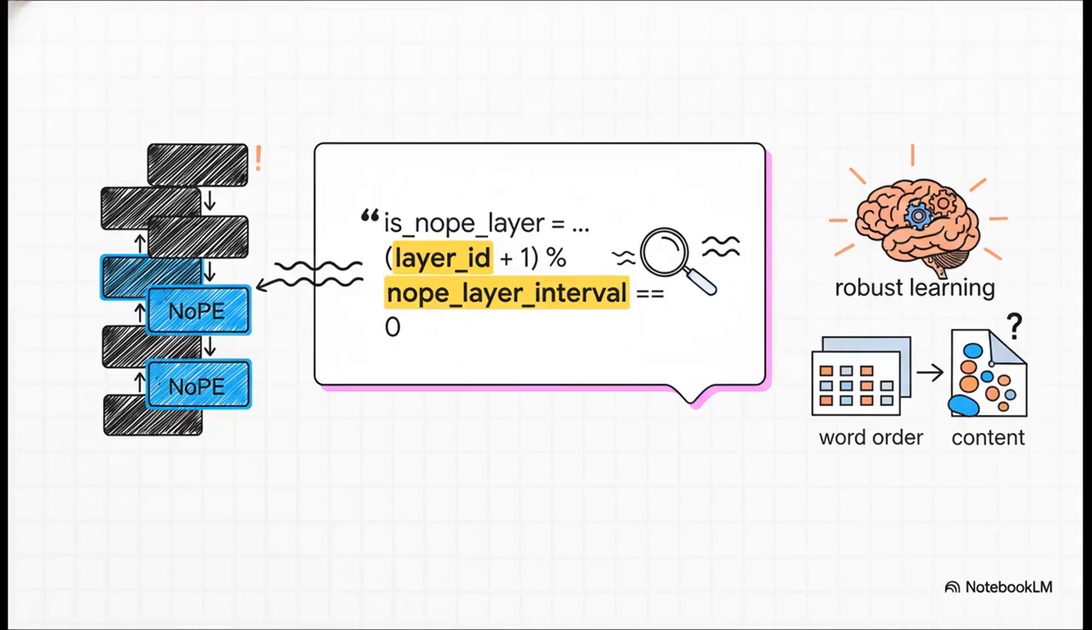Well, the code that makes this choice is really cool. It lets engineers set an interval, so you could have, say, every fourth layer be a NoPE layer. This actually forces the model to learn relationships based purely on the meaning of the words, not just their sequence. It can make the whole model smarter and more robust. It's a totally deliberate design choice, and it has a huge impact.